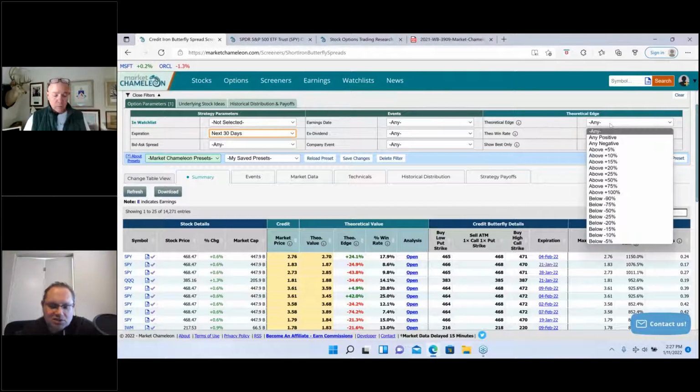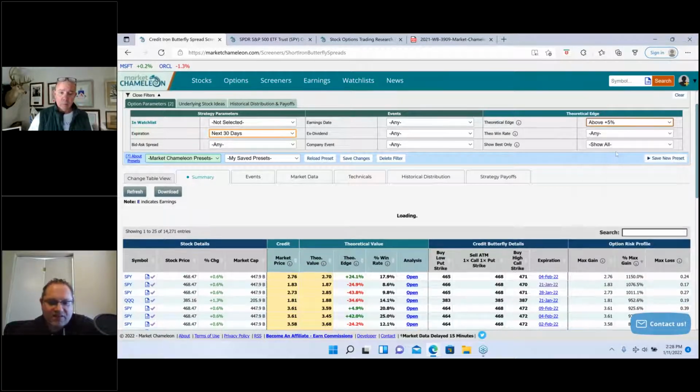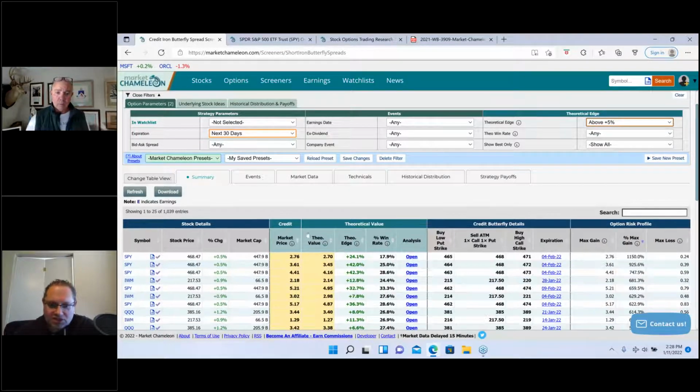So we want to see somewhere where we could do one, but it looks like the markets right now are lined up where we have a little bit of theoretical edge. They're paying us a little bit extra. Maybe I'd put 5% here. So you could see now I've narrowed this list down to 1,000.